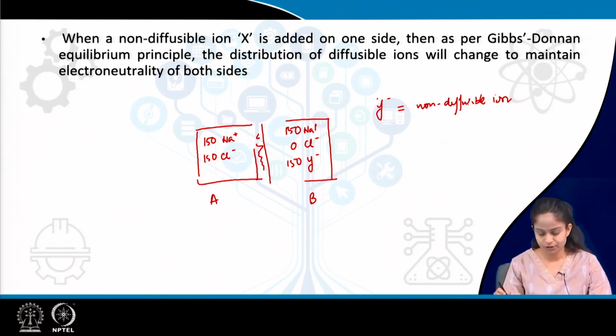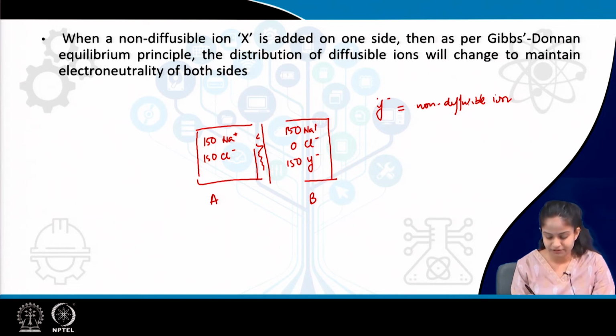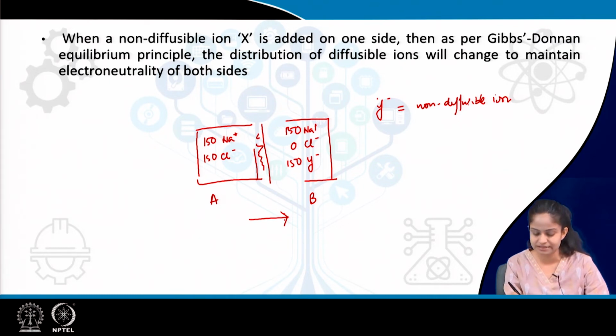So, we will not consider the product of the non-diffusible ions. At this point, after some time, these solutions will undergo certain changes. What changes will it undergo? Usually there will be permeation of ions from A to B. Since the chloride ions are not present in B, there is a deficit of negative charges. So, the chloride ions will move from A to B.